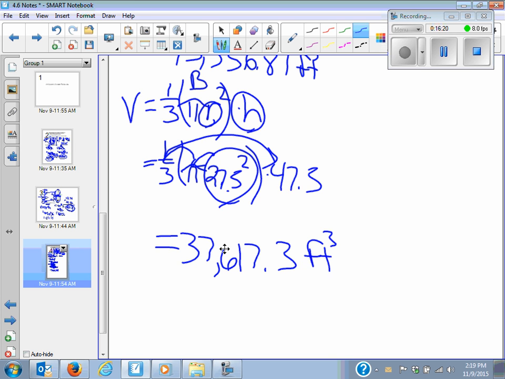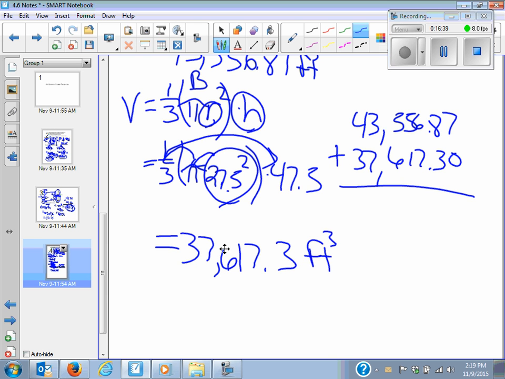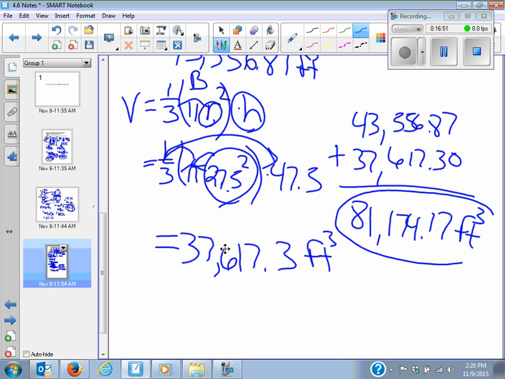That's only my bottom. In order to figure out how much the whole thing would hold, I would take the 43,556.87 and I would add it to the 37,617.3. And when I add those together, you get a total of 81,174.17 feet cubed. That's a good approximation of how much that hot air balloon would hold.